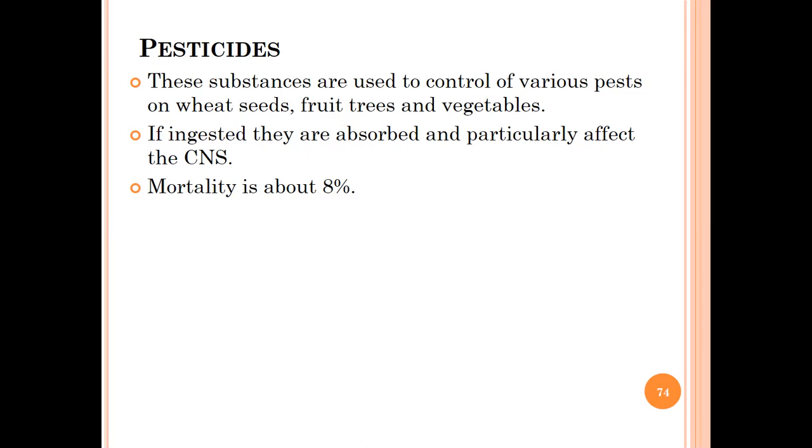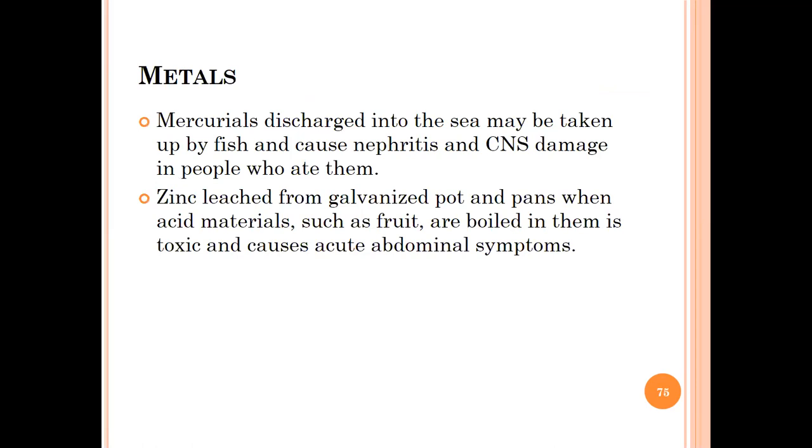A new unknown disease occurred, and it is expected to happen because of contamination of drinking water with some pesticides, because pesticides, usually organophosphorus pesticides, affect the nervous system, affect the synapse, and sometimes it can cause death. Its mortality is about 8%.